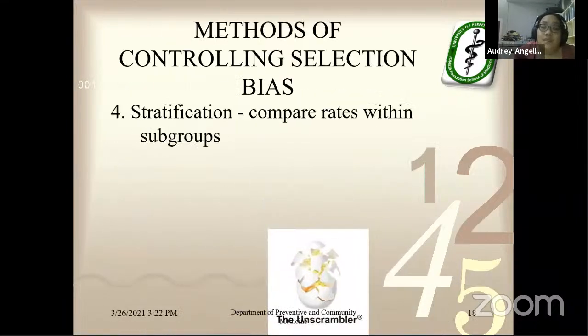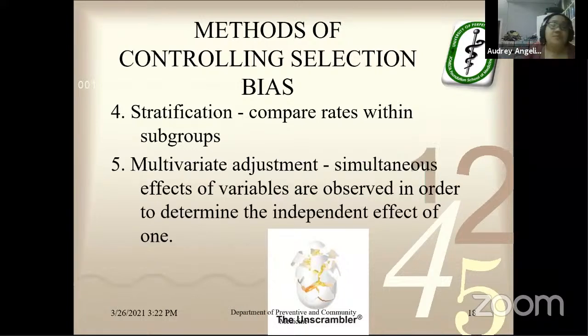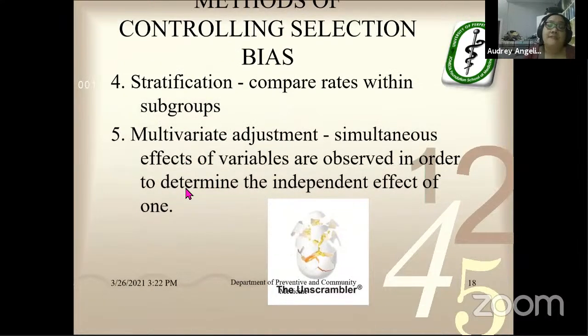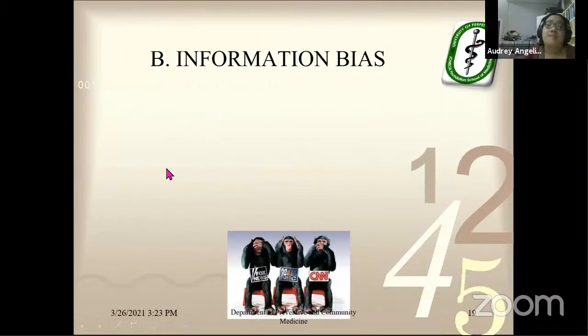Okay. You could stratify, compare rates within subgroups, and you adjust your multivariate. So this would be adjusting the effects of variables observed in order to determine the independent effect of one. So most often this is found when you have your confounding variables and you have a lot of variables that may affect a certain outcome. Okay? And you have to determine which would be the independent effect isolated from which.